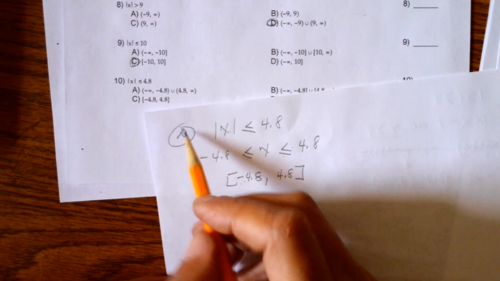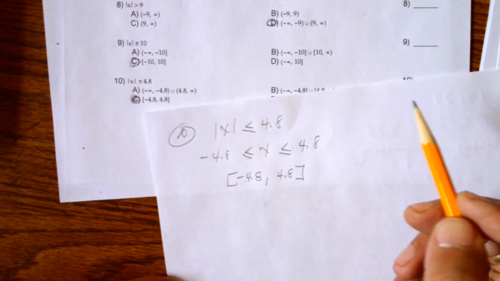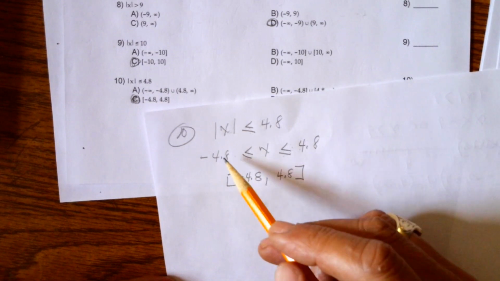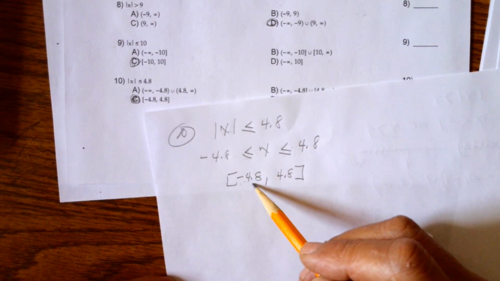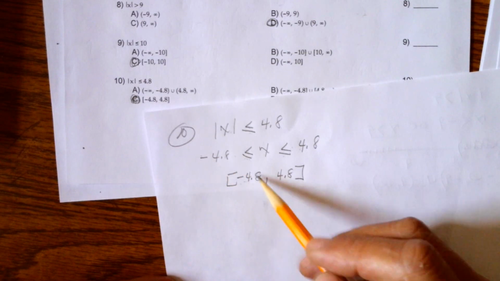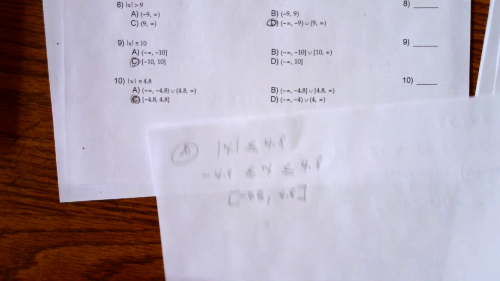If I look at this, it's letter C: all values between negative and positive. Interval notation, that's how I would write it. Negative on the left and positive on the right.